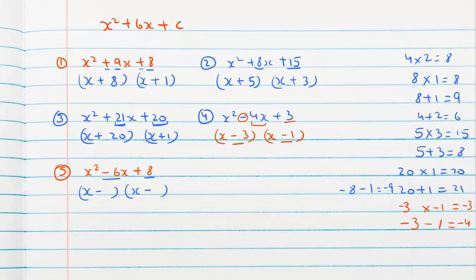So we need, let's say, 4 and 2. So negative 4 times negative 2, we get positive 8, because minus sign and minus sign becomes plus, and the sum, negative 4 minus 2, will be negative 6. So this will be x minus 4, x minus 2. Okay, now let's do one practice problem with a similar pattern.